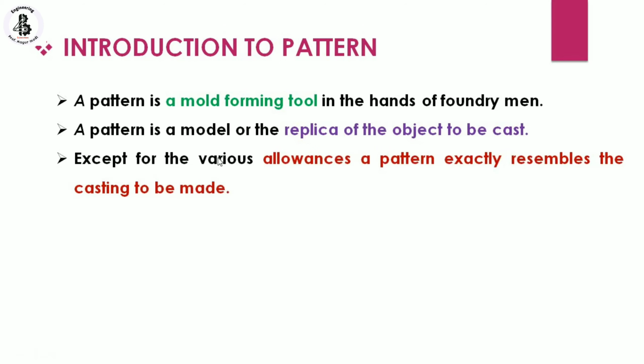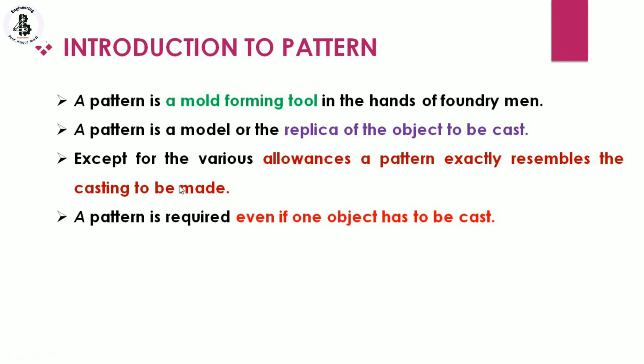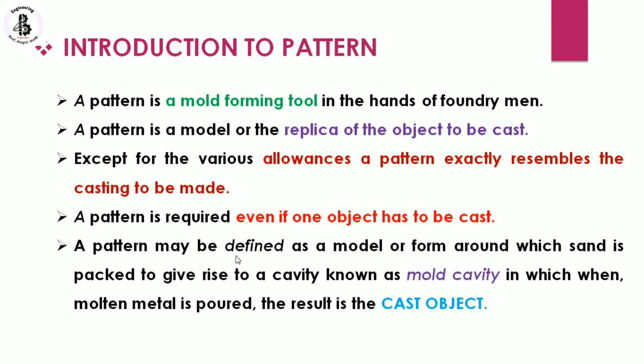Except for the various allowances, a pattern exactly resembles the castings to be made. A pattern is required even if one object has to be cast. A pattern may be defined as a model, or you can say a form, around which the sand is packed to give rise to a cavity known as a mold cavity, in which the molten metal is poured, and after the solidification process, the result will be the cast object.